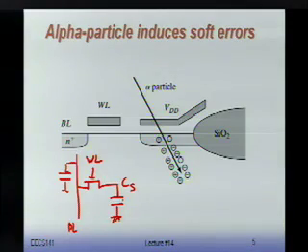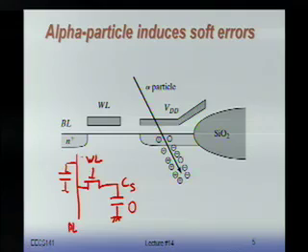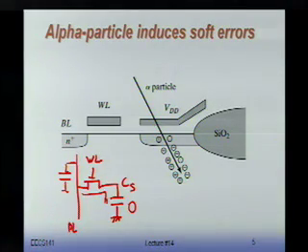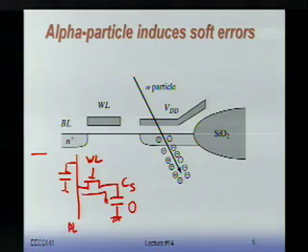However, when there's a 0, when there's no charge on this capacitor, you will see that I'm going to take some charge from this capacitor and store it on this capacitor. You do charge sharing between the two capacitors. The net effect is that the voltage of the bit line, which is at VDD, is going to drop a little bit.